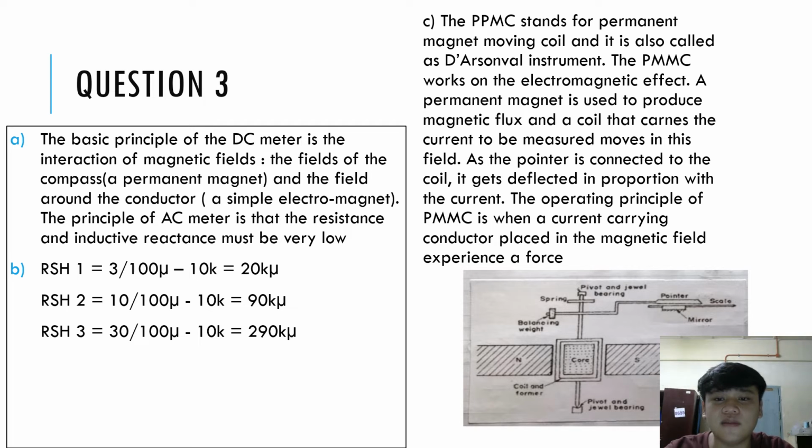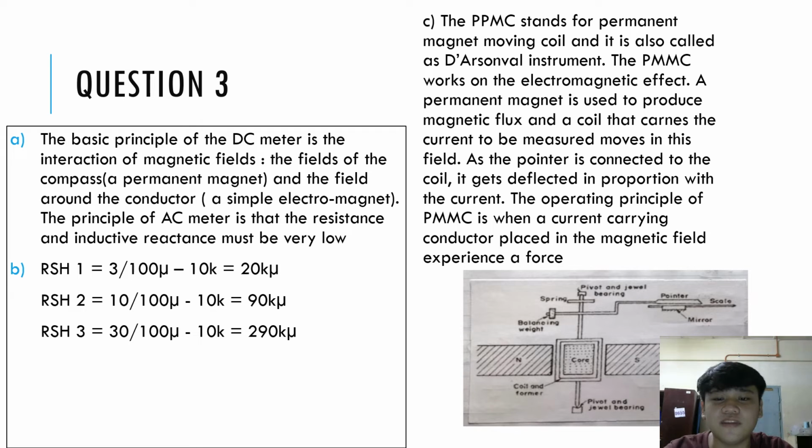The PMMC stands for permanent magnet moving coil, and it is also called the D'Arsonval instrument. The PMMC works on the electromagnetic effect. A permanent magnet is used to produce magnetic flux, and a coil that carries the current to be measured moves in this field. As the pointer is connected to the coil, it gets deflected in proportion with the current.